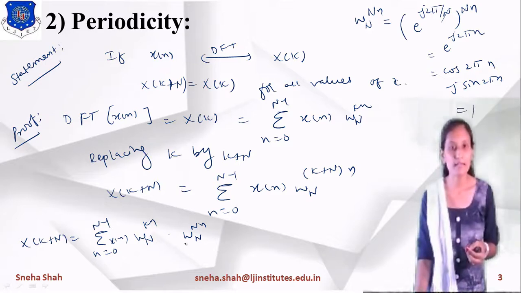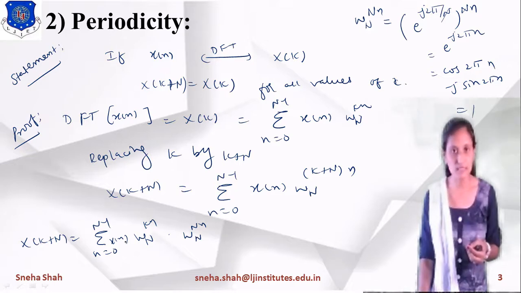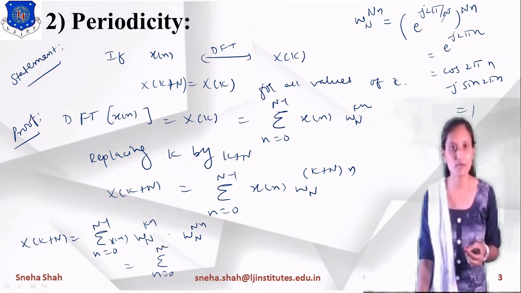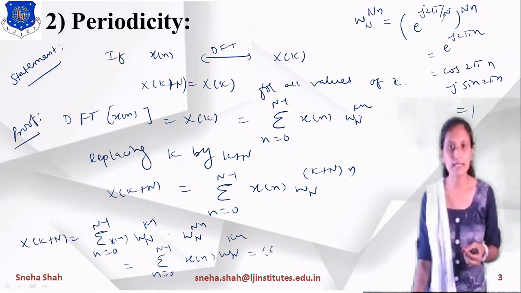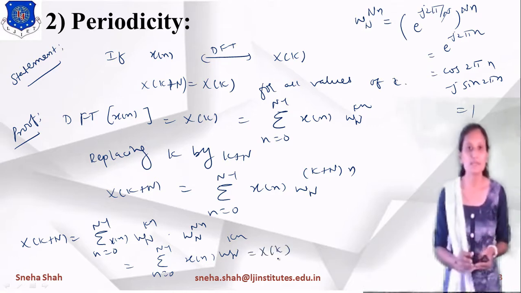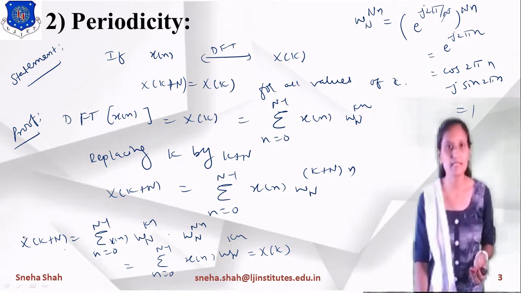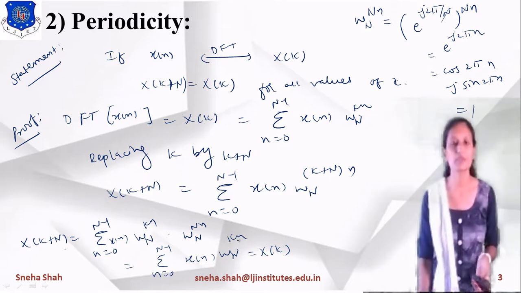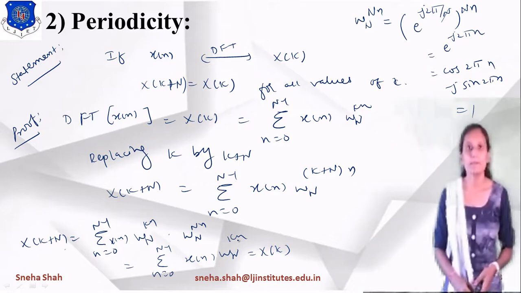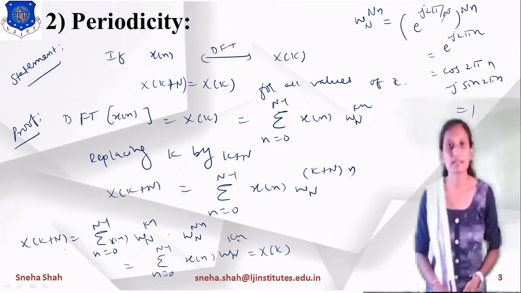So if I am putting 1 instead of this term, then this value equals 1 into this term. It will give you the term summation n equals 0 to N minus 1 x of n W_N raised to kn, right? And what is this term indicating? It is indicating X of k. So this way we can prove that after N number of samples, this will be the same as the original sequence X of k. So this is your periodicity condition of DFT.